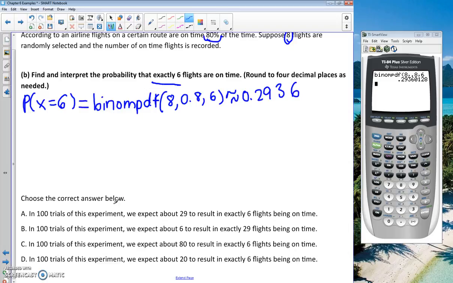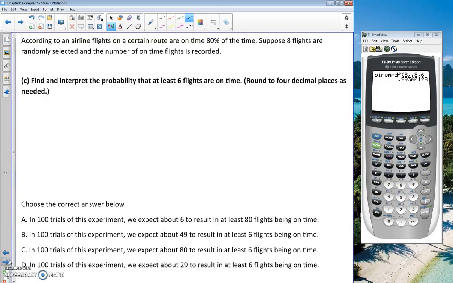So in 100 trials, we expect about 29 of those to result in exactly 6 flights being on time. So be careful there, B and A look similar. Just pay close attention when you're answering these.